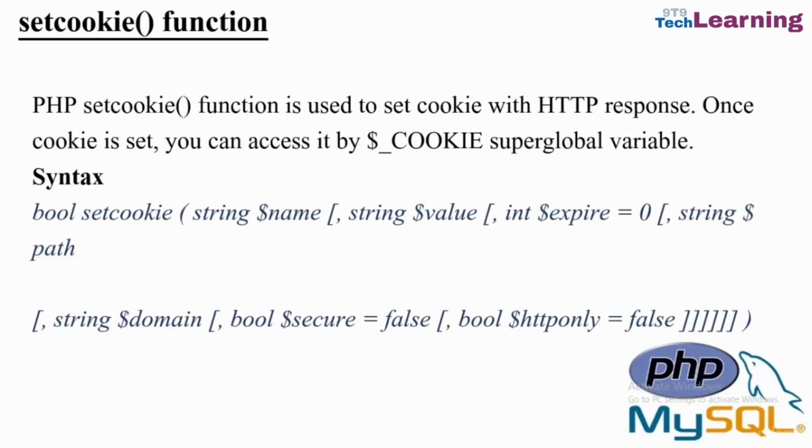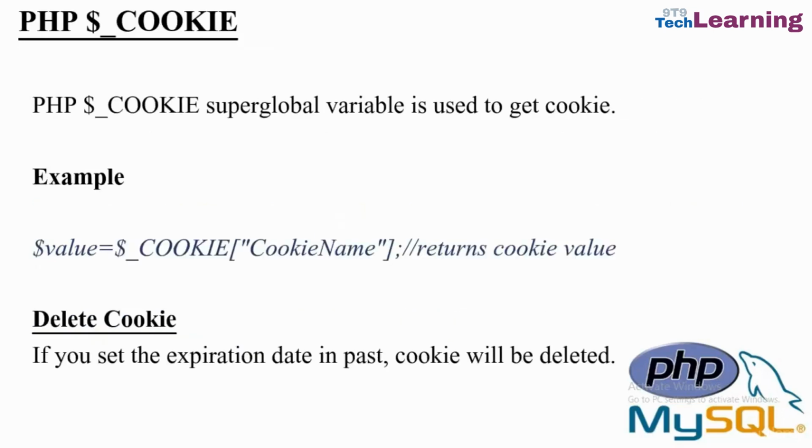Set cookie function. PHP set cookie function is used to set cookie with HTTP response. Once cookie is set, you can access it by $_COOKIE super global variable. This is the syntax for set cookie function. PHP $_COOKIE. PHP $_COOKIE super global variable is used to get cookie. Delete cookie. If you set the expiration date in past, cookie will be deleted.